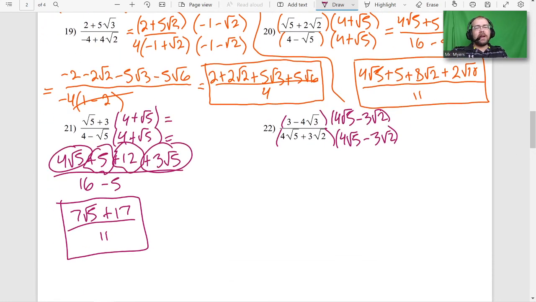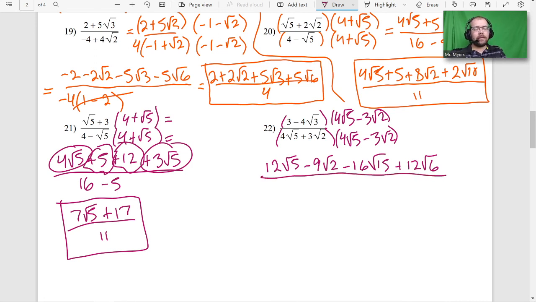So what I did was the conjugate, right? All I did was change the sign. So first times the first. I'm starting on the top. First times the first. Outer times the outer. Inner times the inner. 16 root 15. Last times the last. Okay. Quite a bit of stuff there.